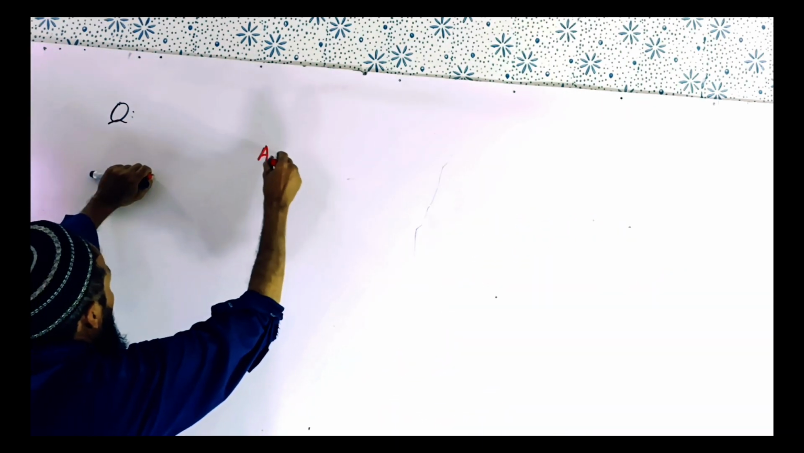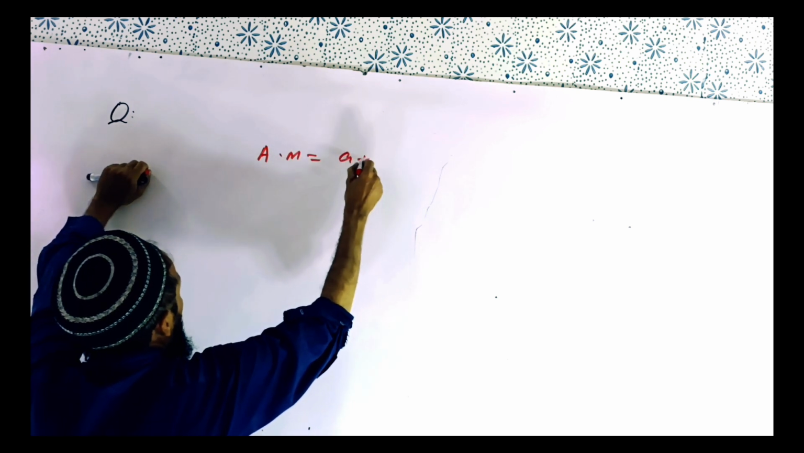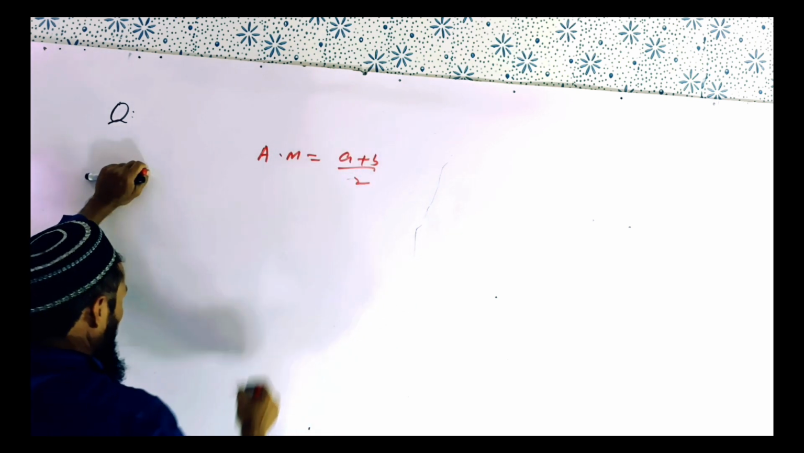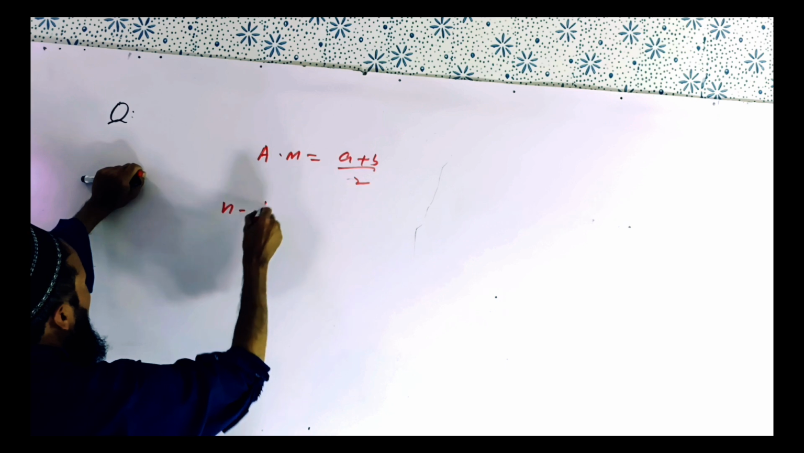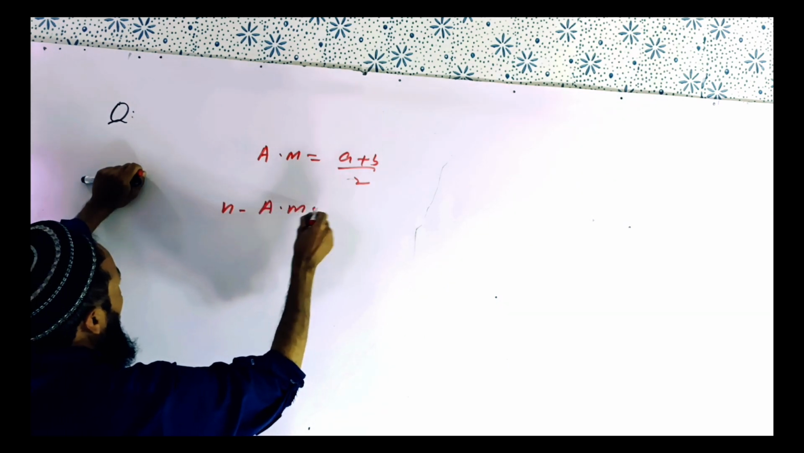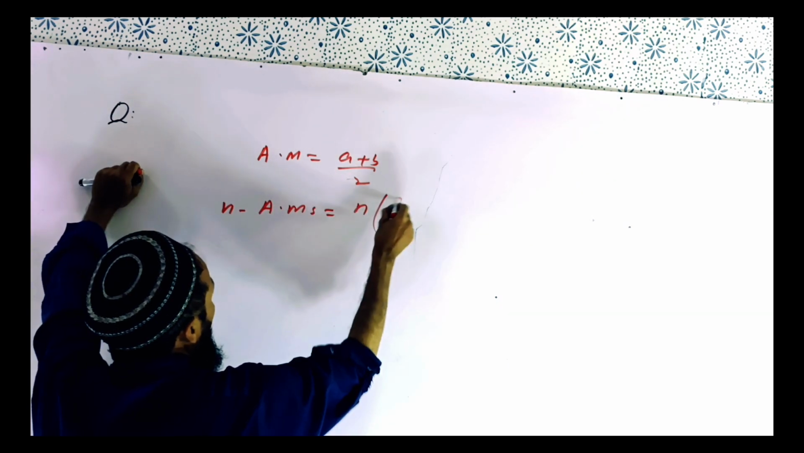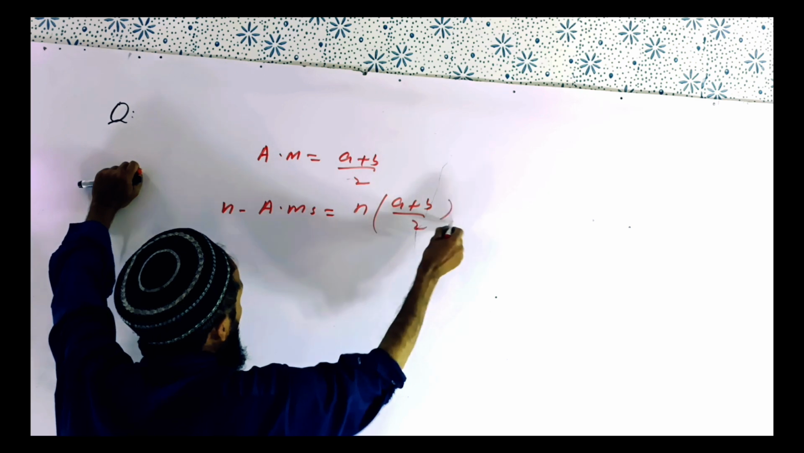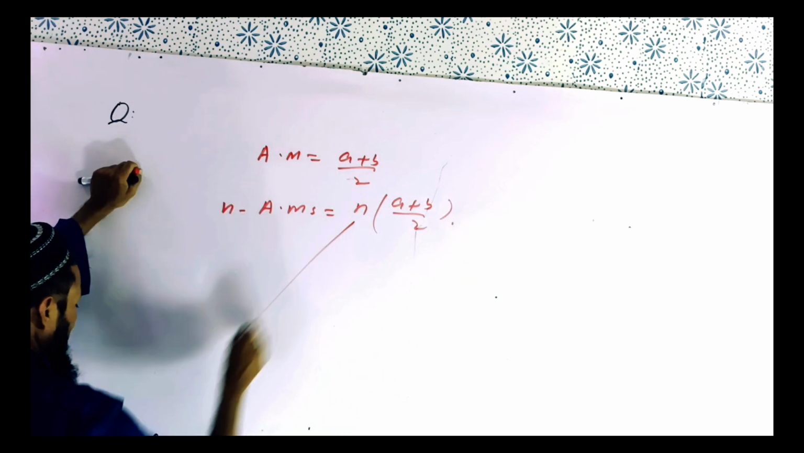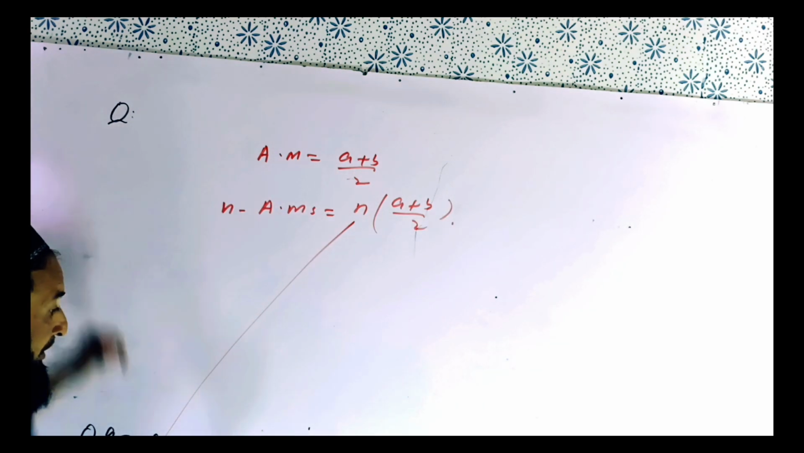The arithmetic mean between two numbers is (a + b)/2. If we are finding n arithmetic means, it is n times (a + b)/2. So n times that is option A, which is the correct option.